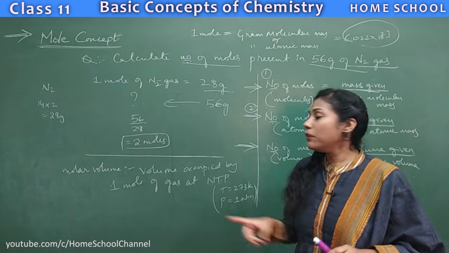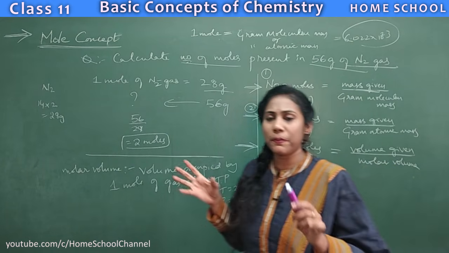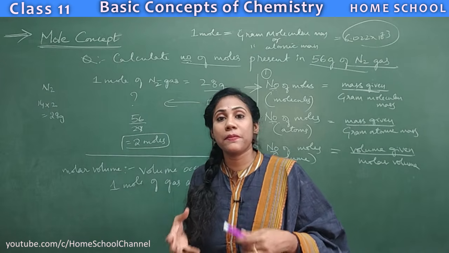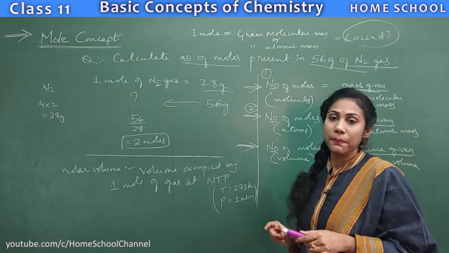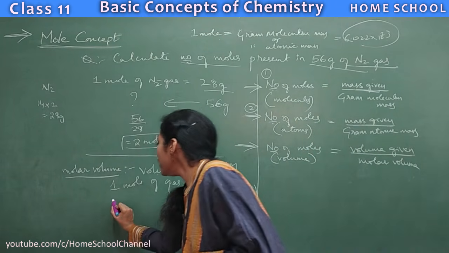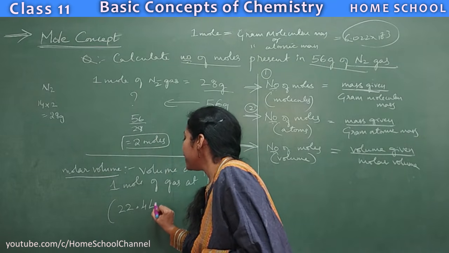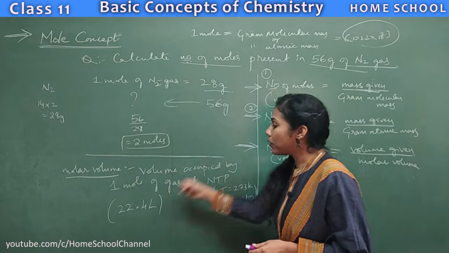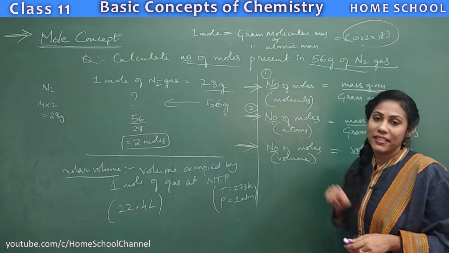If you want to find out volume occupied by 1 mole of gas, 1 mole of gas means it is 6.022 into 10 power 23 gaseous atoms, which occupies a certain volume at this temperature and pressure. So that volume we will call molar volume, and the molar volume is always equal to 22.4 liters. So 1 mole of any gas can occupy this much volume at this temperature and pressure.